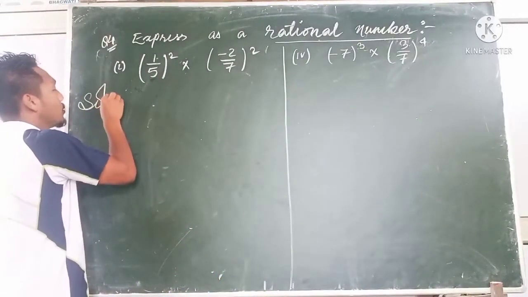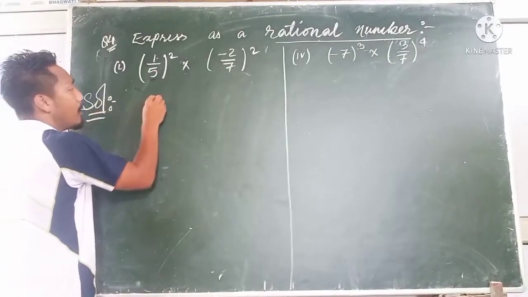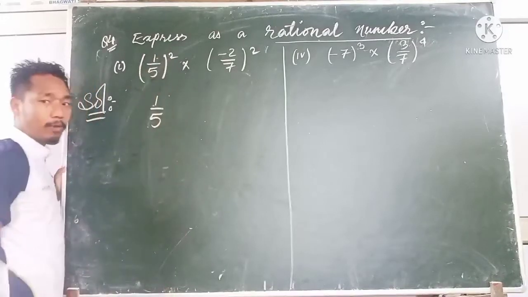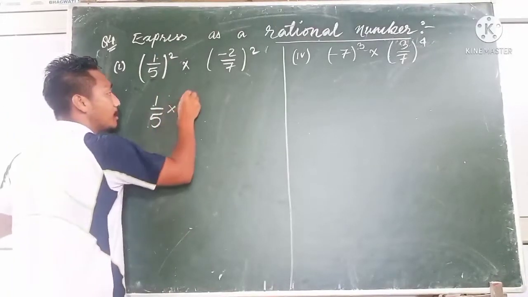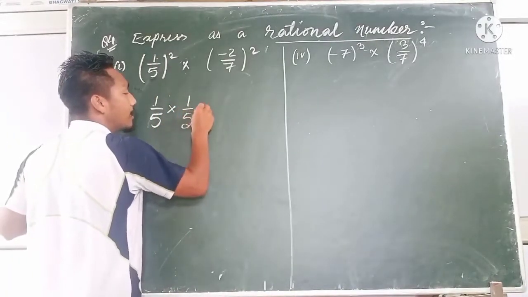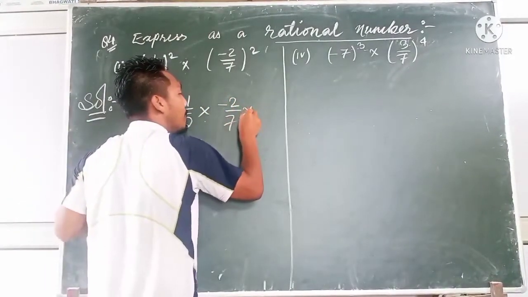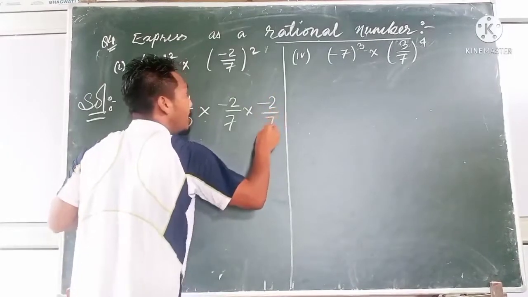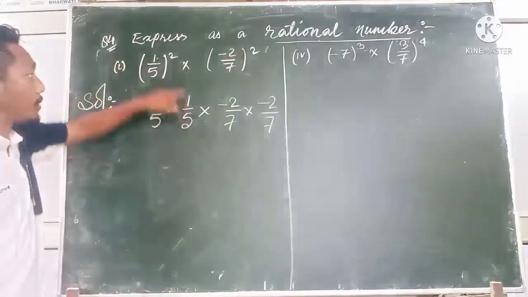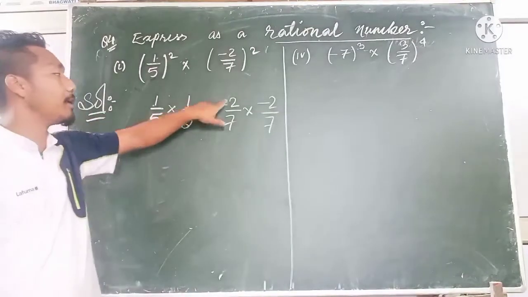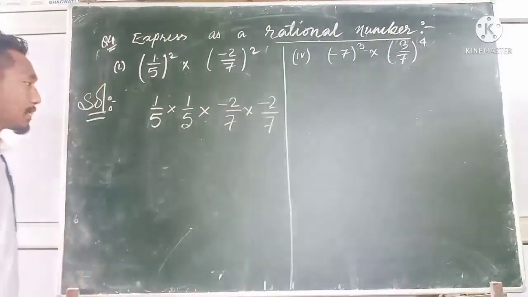Solution. If I solve question number 1, it is (1 by 5) squared. That means I have to multiply 1 by 5 twice, and then again (minus 2 by 7) squared, I have to multiply minus 2 by 7 twice. Why? Because the power is 2 here. So I have to multiply 1 by 5, 1 by 5, minus 2 by 7, and minus 2 by 7.